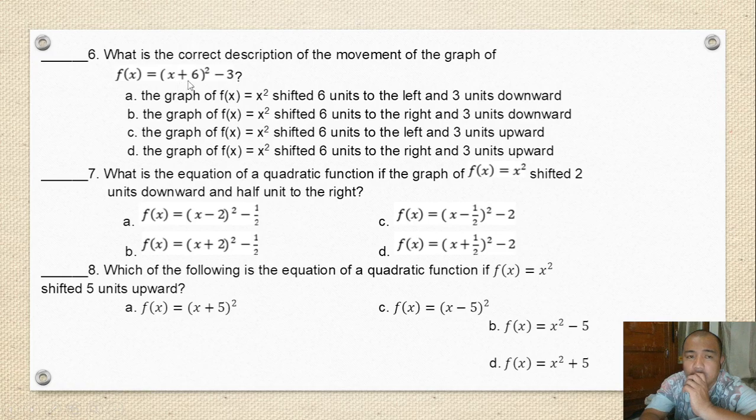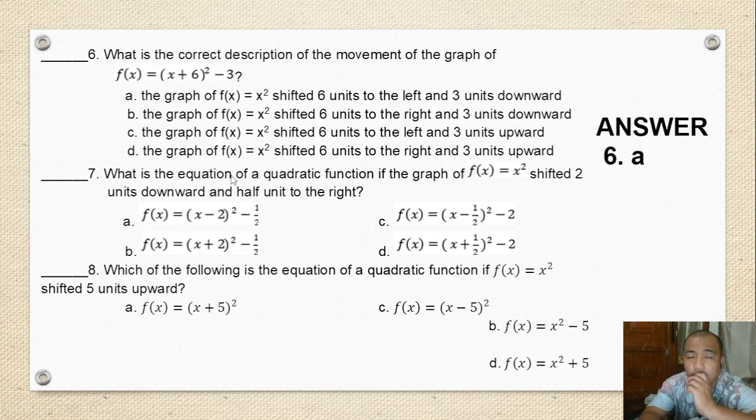Next, number 6. What is the correct description of the movement of the graph f of x equals (x plus 6) squared minus 3? Five seconds. Time's up. Your answer is, it is shifted 6 units to the left and 3 units downward. Yeah, it's either A or B. 6 units to the left and 3 units downward. I think it's A.